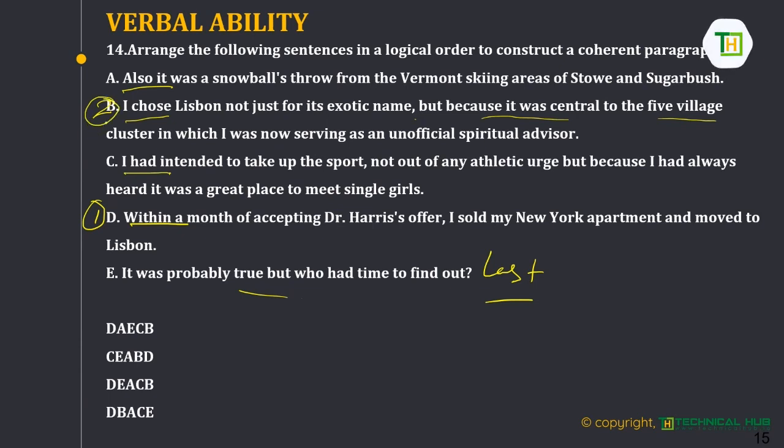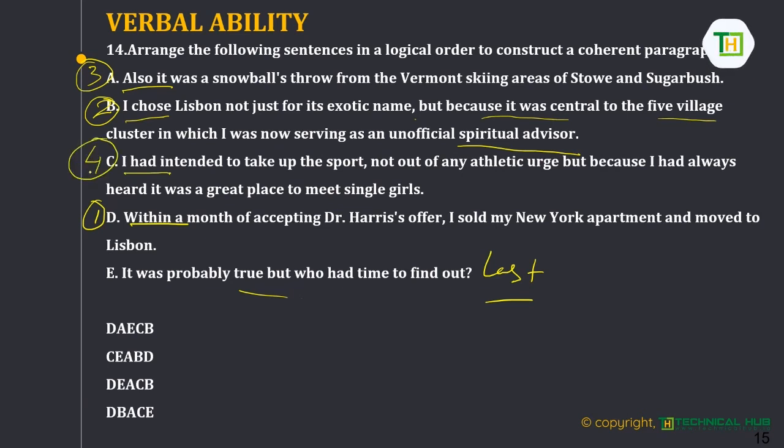Then the third one is: also it was a snowball. So see, he is adding some more things, that unofficial spiritual advisor, and for continuation of this, also it was the snowballs thrown from the pyramid skiing. That is a thing. And let us find out what is going to be the fourth one. Obviously, this one is the only one left over. This is going to be the fourth one.